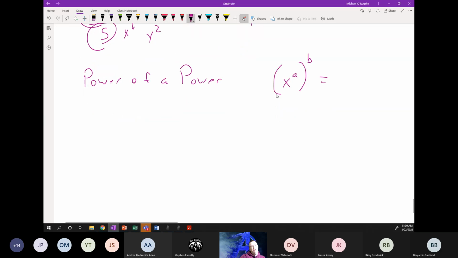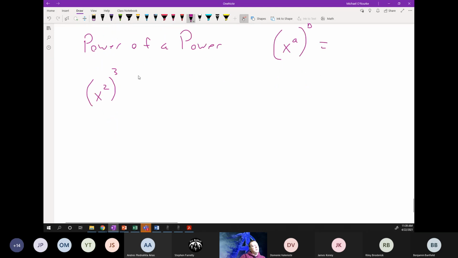All right, so now we're doing power of a power. So that means, let's say we have x squared to the power of 3. Okay? So what does x squared to the power of 3 mean? Well, that would be x squared times itself 3 times.